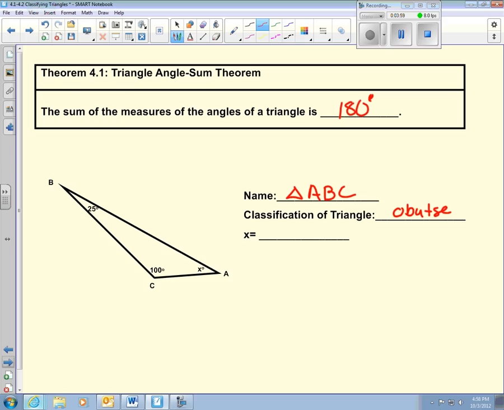All right, so we're going to use our triangle sum theorem to find out what x equals. We know that all 3 of those angles add up to 180. So if we take the 180 and minus our 100 and minus our 25, that's going to tell us what our x is. And that's going to tell us that x ends up being 55 degrees.